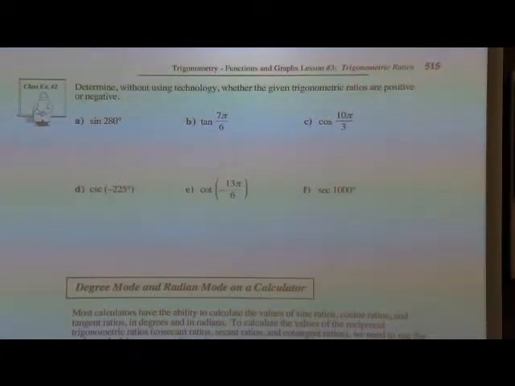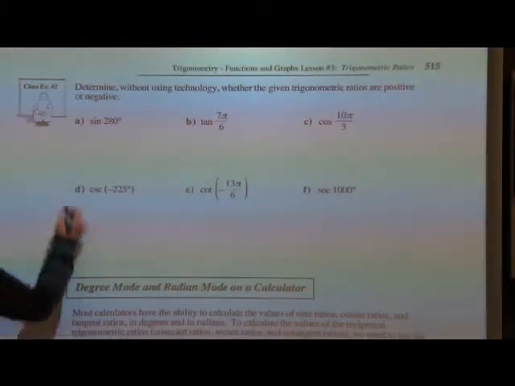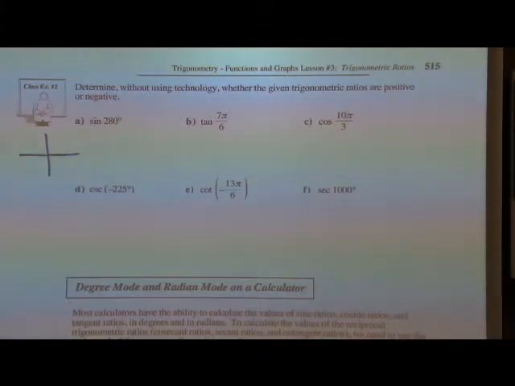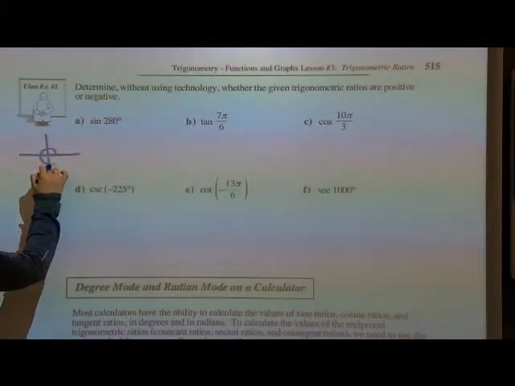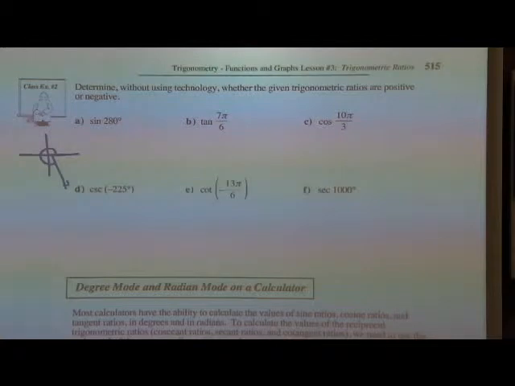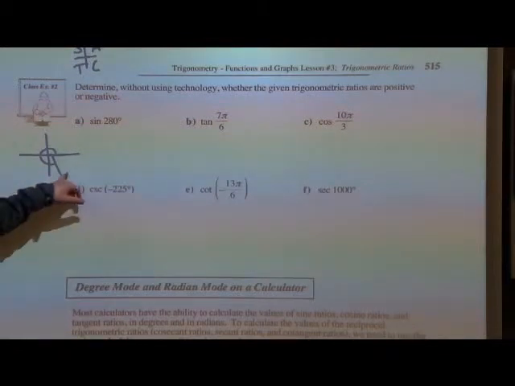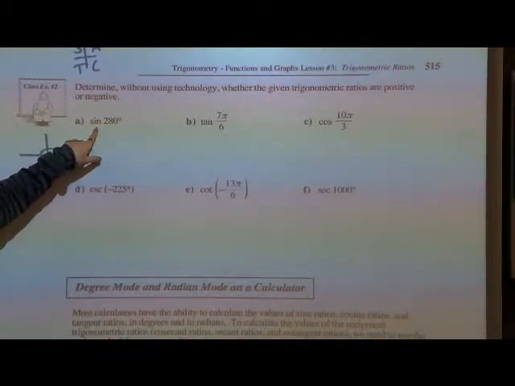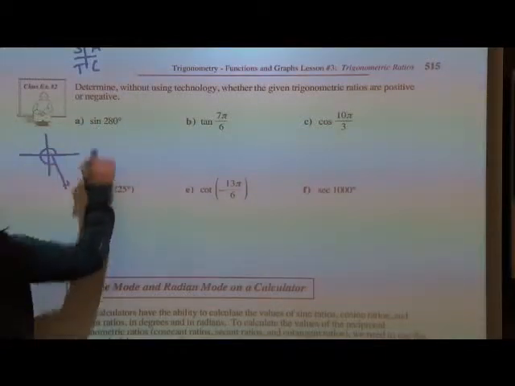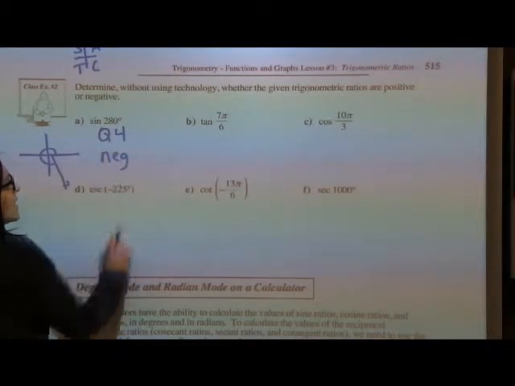Determine without using technology whether or not the following trig ratios are positive or negative. In order to figure out if sine 280 degrees is positive or negative, what would I want to find out about 280 degrees? What quadrant it's in? So what quadrant am I in? Quadrant 4. According to my cast rule, the only trig function that is positive in quadrant 4 is cosine. So sine would have to be negative, because I'm in quadrant 4.